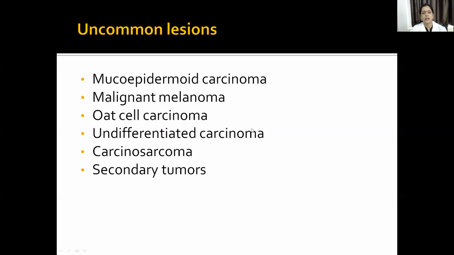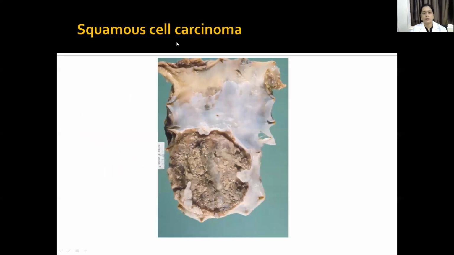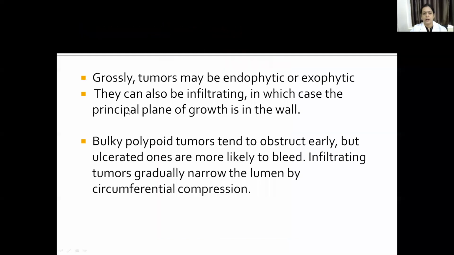I already told you that it's not like only these tumors can occur in the esophagus. There are many uncommon lesions that can occur with this: mucoepidermoid, malignant melanoma, small cell carcinoma, undifferentiated carcinoma, carcinosarcoma, and secondary tumors. So, how the gross appearance of squamous cell carcinoma looks like. Here you can see this mass different from the mucosa here, right? So, this is the mass which represents the growth of the esophagus, okay?